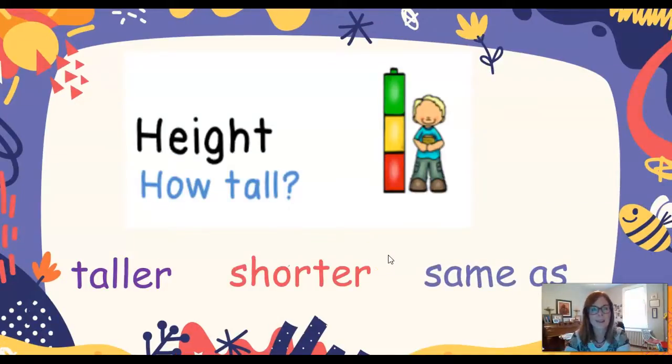Another math speak word that's important when we measure is height. And height is simply how tall. Height is very much like length, except that it applies to objects that are vertical. You see in the picture, the boy is standing vertically. So we talk about his height, how tall. And some words we use when we compare height are taller, shorter, or the same as.